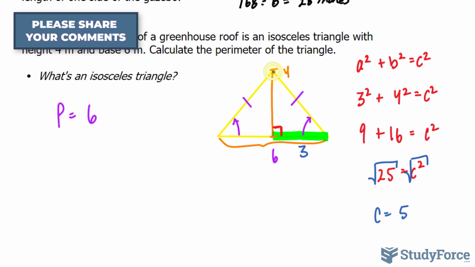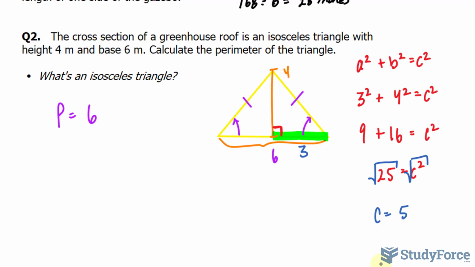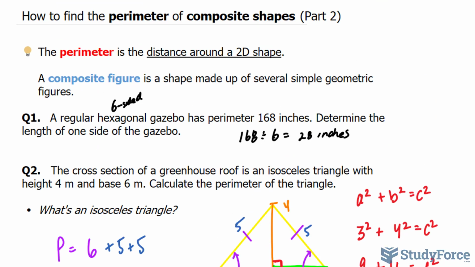So we just found out this side length, it's 5, and notice that 5 is larger than 3 and 4. That's an indicator that you've done this correct. So this is 5, and since it's an isosceles, that's also 5. 6 plus 5 plus 5 is equal to a perimeter of 16 meters. And there you have it. 2 more examples on how to find the perimeter of a composite shape.